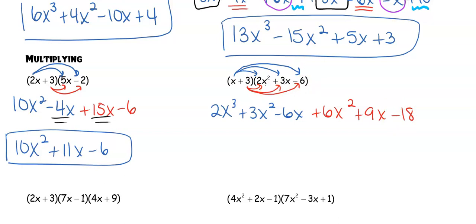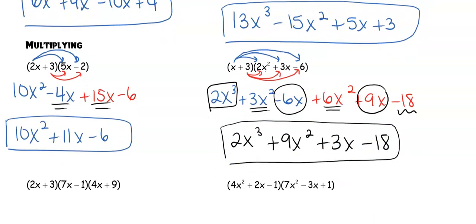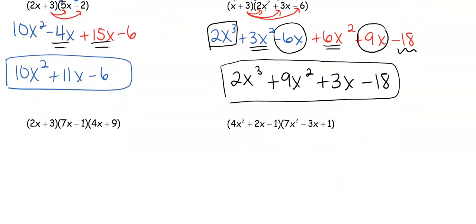I've distributed everything. Now I can do my categories. I've got my x cubed, my x squareds, my x's, and then my constants. So I start with the highest exponent there. 3 and 6, that gives me 9x squared. A negative 6 and a positive 9, that gives me a positive 3x minus 18. And then even more, so it's just getting more and more complicated here. But every time we get a more complicated multiplication, just remember it comes back down to distribution. Distribute everything that we know.